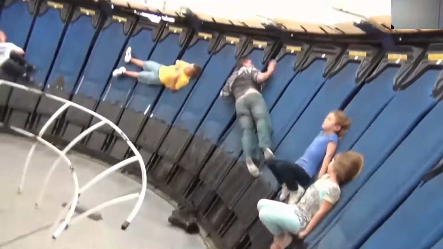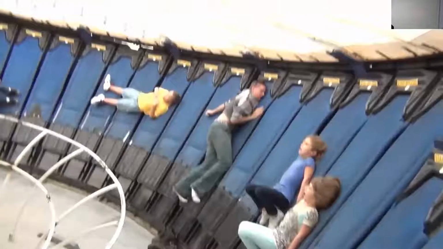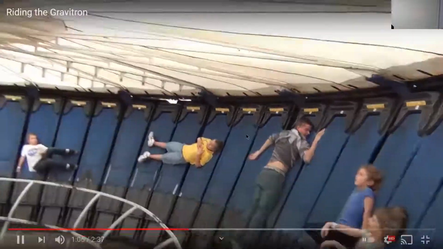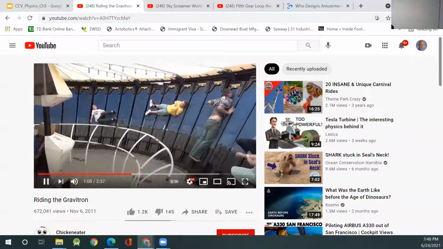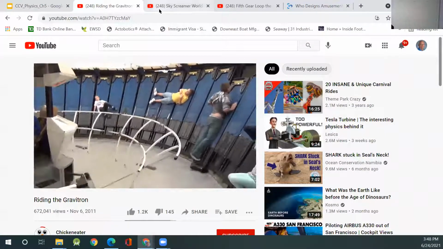All right, so what the people are feeling is they're feeling an outward force as their bodies press against the outside wall, but it's the outside wall that's pushing inward on them that keeps them moving in a circle. And they're pressed against the wall so hard that friction keeps them from falling. So maybe you've had a chance to go on that ride. Let's take a look at another one.